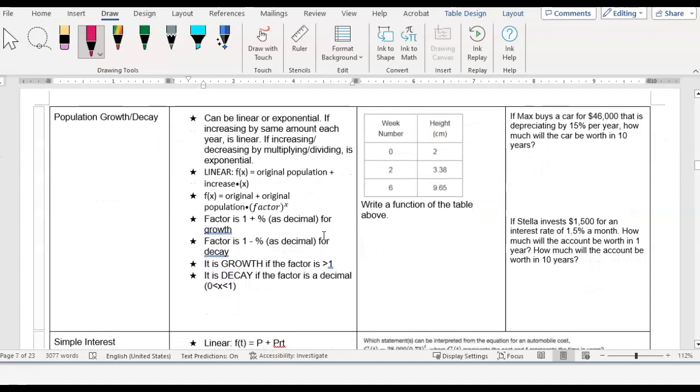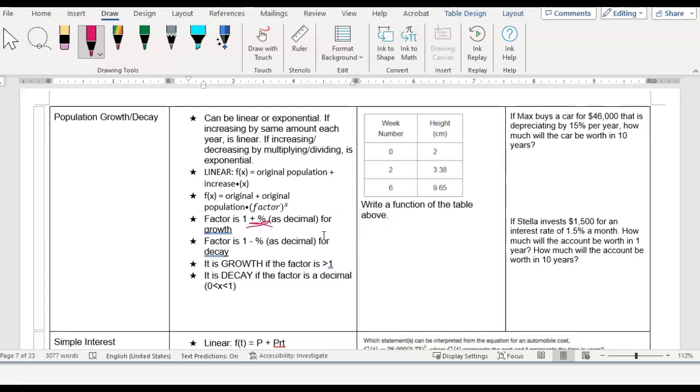All right, population growth and decay. So this is the same as what we have been doing with exponential functions. It's just considering that if something is increasing and we have the percent increase, we write it as a decimal and add 1. If it is decreasing, we write the percent as a decimal and subtract from 1 to give us our factor, or the thing that we're multiplying by each time.